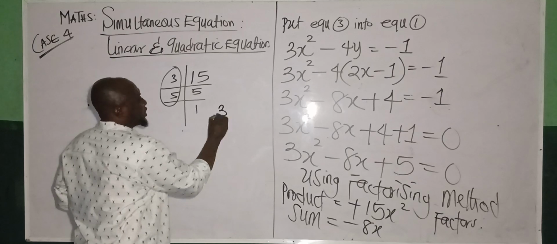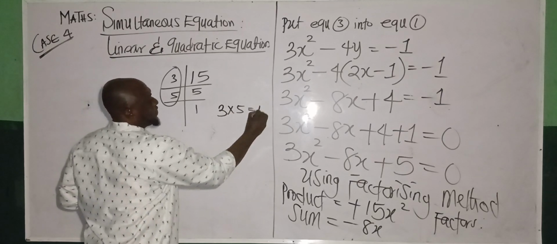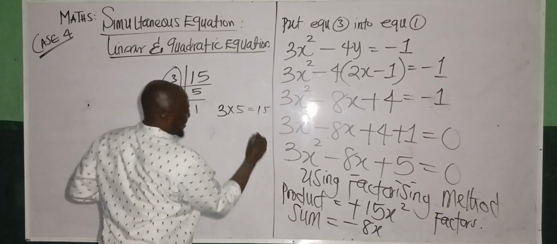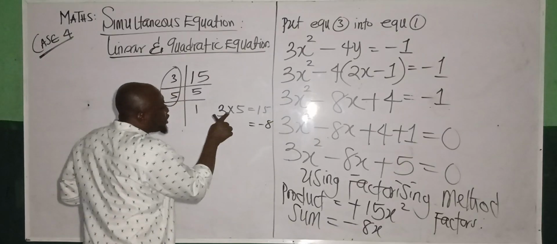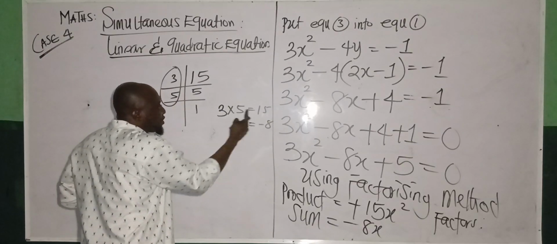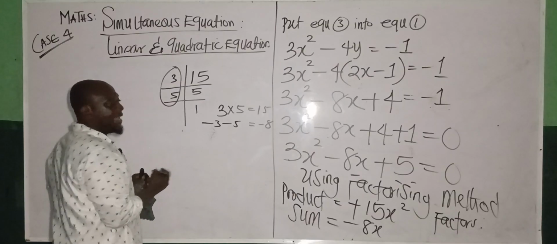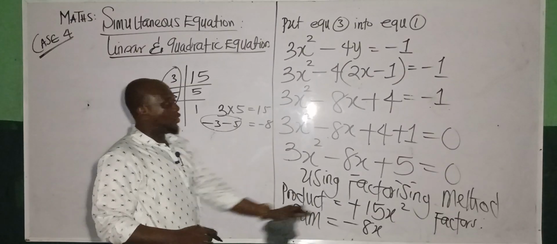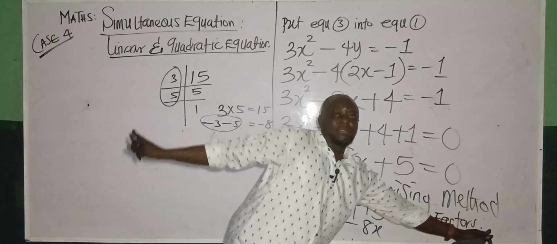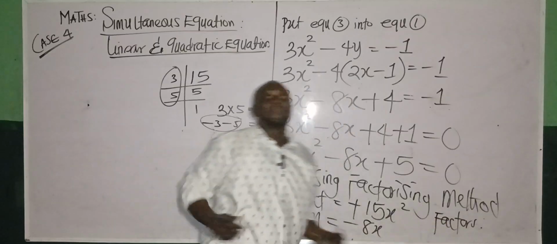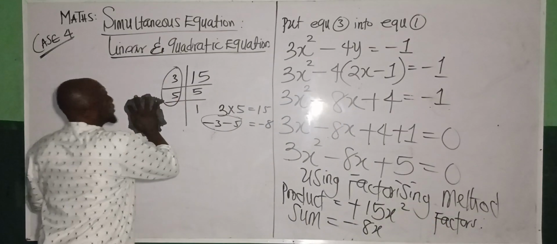Watch, 3 times 5 will give us 15. How do I get minus 8 here? I remove these times signs and put minus in both places, so it becomes minus this, minus this. That will give us minus 8. So this is what I'm using as the factor. The factors become minus 3x and minus 5x.